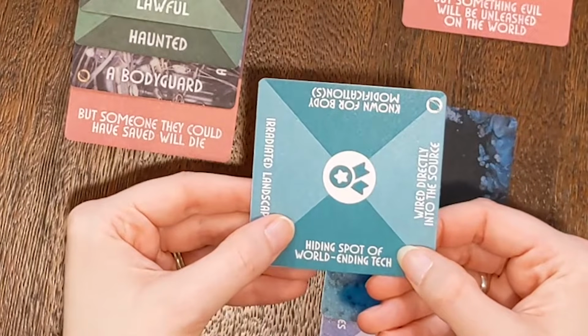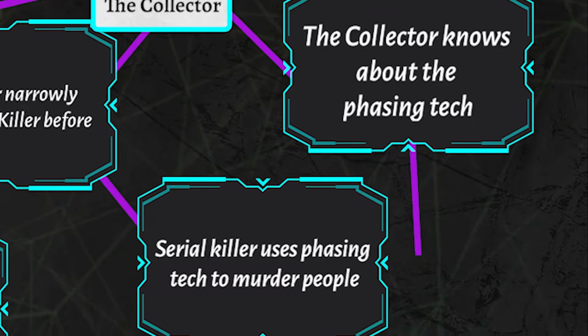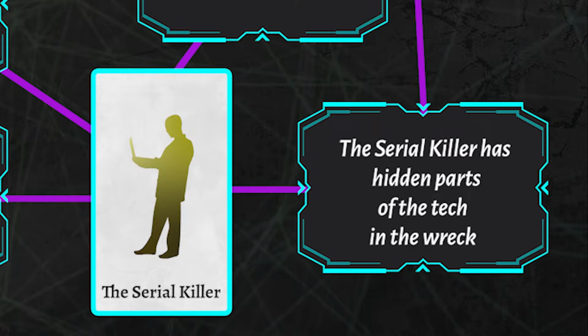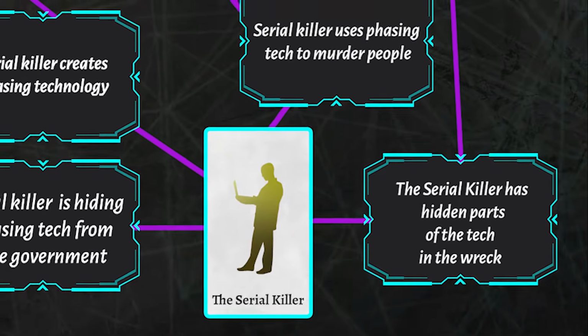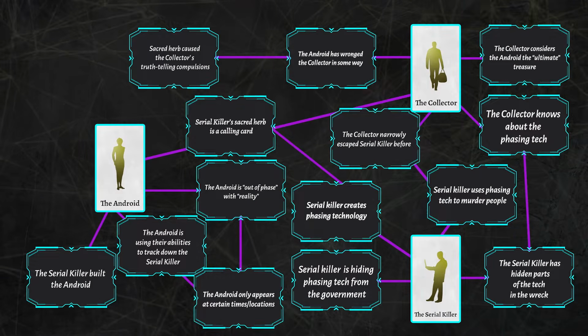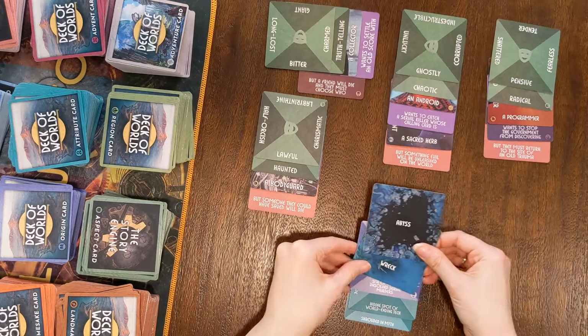Irradiated landscape, hiding spot of world-ending tech. Now that is interesting. Maybe the collector already has heard tales of this phasing technology, and maybe the serial killer has hidden parts of this technology in this wreck, or maybe he just happened to do some of his work there in this wreck, or maybe because the serial murders are taking place in and around this area, there's been a lot of stories about people disappearing and appearing and that sort of thing. So maybe it's one of his hiding spots, right? Yeah, let's go with the hiding spot for the world-ending tech.